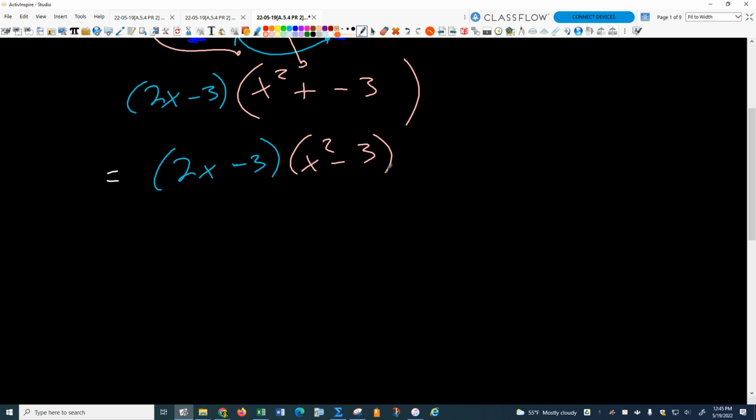Could we go any further with these binomials? Well, that one's done. Could I go further with that one? I can't, can I? We almost can. It looks like it could potentially be an a squared minus b squared type, right? A difference of squares, but the problem is 3 is not a square. If it were a 4 or a 9 or a 16, we'd be fine, but it's not, okay?